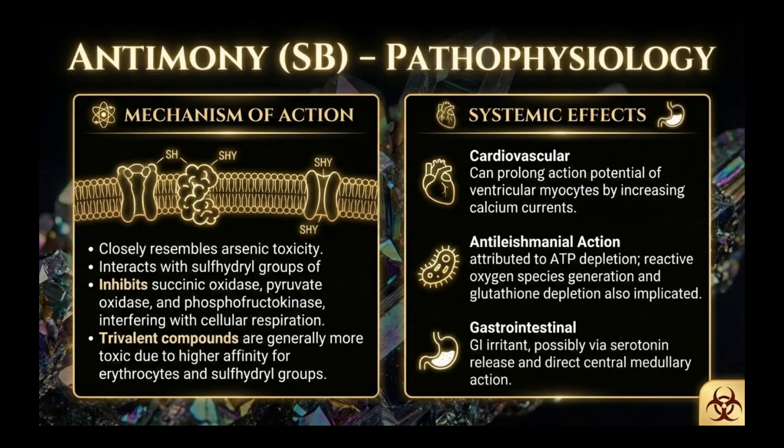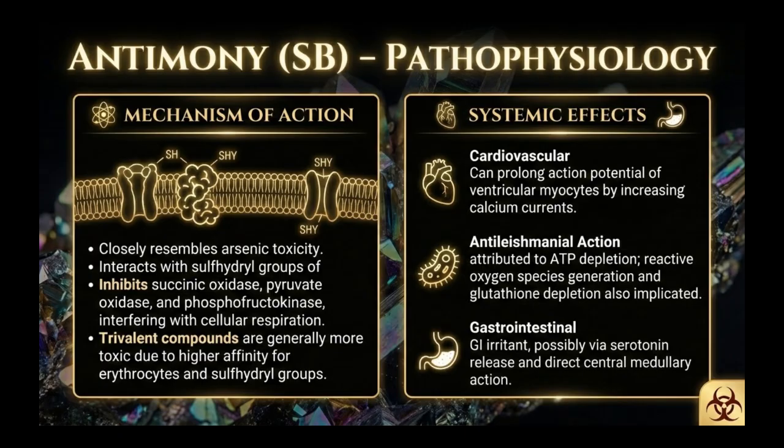Antimony toxicity closely resembles arsenic toxicity due to their chemical, physical, and physiological similarities. Antimony interacts with sulfhydryl groups of enzymes and proteins. In vitro studies suggest that it inhibits enzymes such as succinic oxidase, pyruvate oxidase, and phosphofructokinase, thereby interfering with cellular respiration. Compounds of trivalent antimony are generally more toxic than those of pentavalent antimony because they have a higher affinity for erythrocytes and sulfhydryl groups.